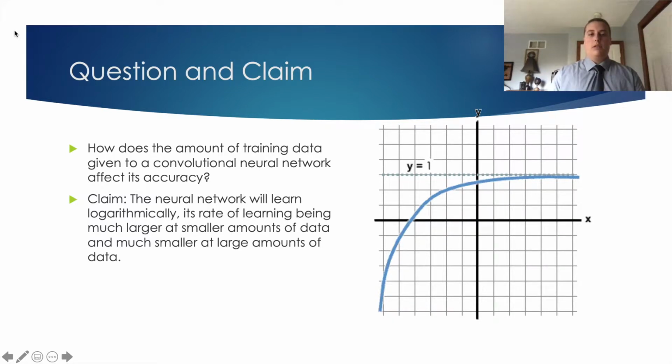So my question was, how does the amount of training data given to a convolutional neural network affect its accuracy? And my claim was that it's going to learn logarithmically. So its rate of learning is going to be a lot larger when you're at smaller points of data, but when you're giving it larger amounts of data, it's going to slow down and it's not going to learn as quickly.